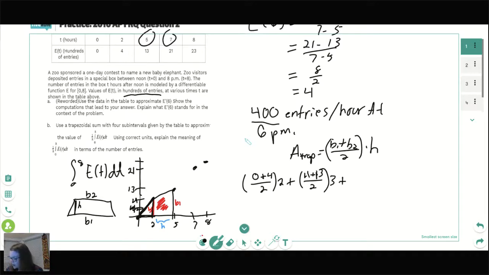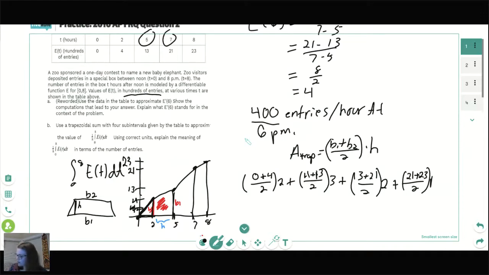Okay, and then we'll keep going with this. Here's our trapezoid. 13 plus 21 divided by 2. And the height here is going to be 2. And then we've got one more trapezoid. And again, this is 23. So we've got base 1 is 21 plus 23 divided by 2 times our height this time is just 1.